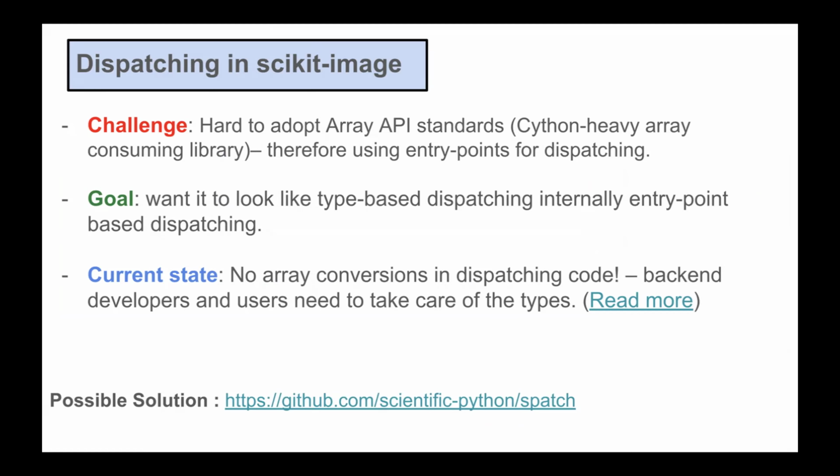So the scikit-image community was leaning more towards entry point based dispatching. There's a very basic dispatching mechanism currently in scikit-image and it's experimental. But it's not very nice because it still requires either the backend library or the user to take care of the array conversions.